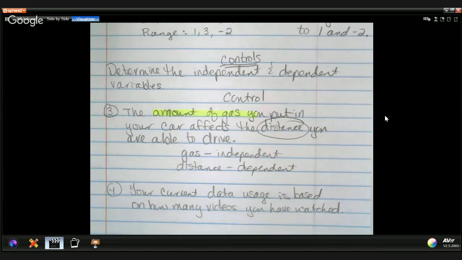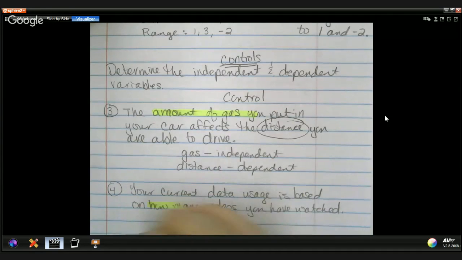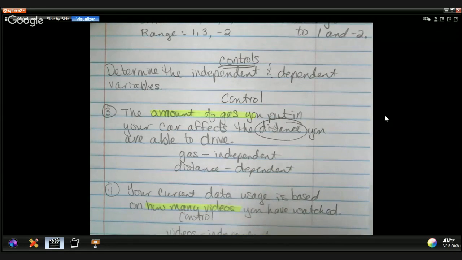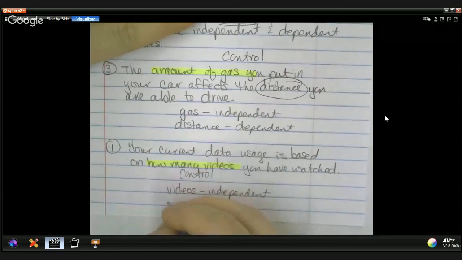Okay? Why don't you look at number 4 and see if you can figure out which one's in control? Did you figure it out? Your current data usage is based on how many videos you watch. So this one, the usage is based on videos. So videos is in control. So your videos is the independent variable. Well, that number of videos controls your data usage. So your data is the dependent variable.